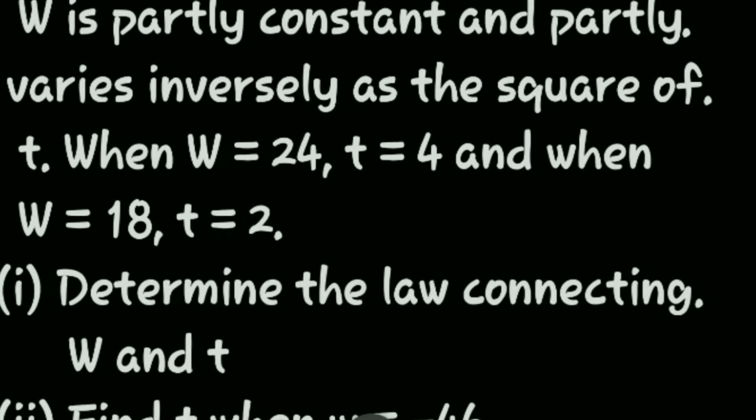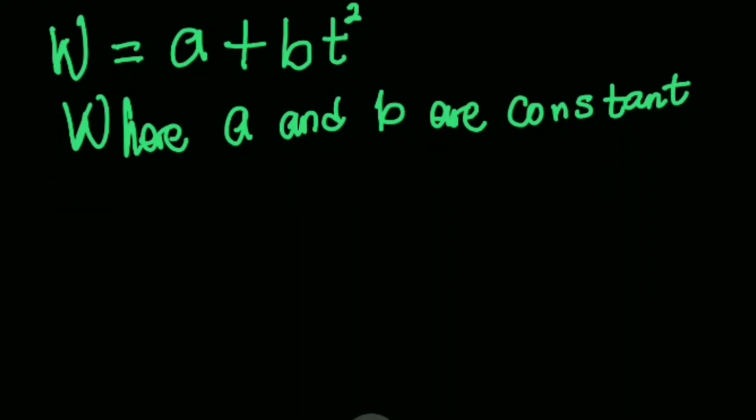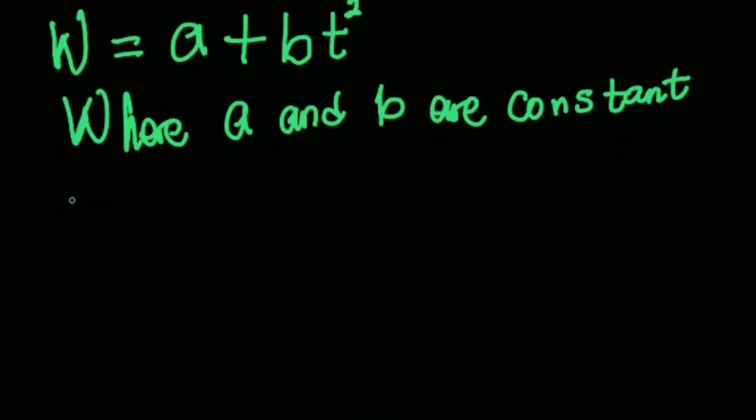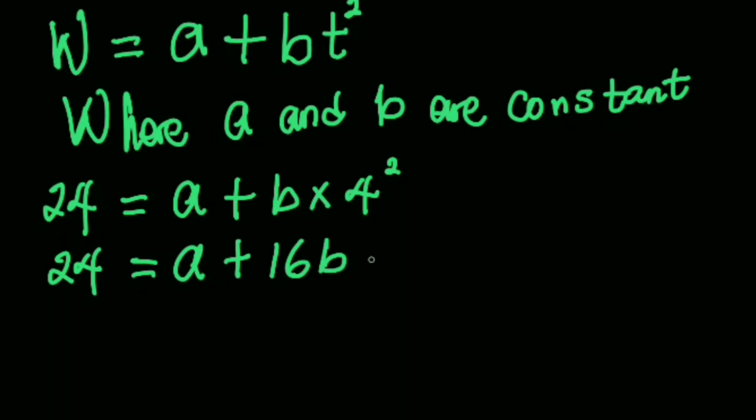So let's move on. When W equals 24, T equals 4. We are substituting now. W equals 24 equals A plus B T squared. T equals 4, we have 4 squared. So this is 24 equals A plus 4 squared, which is 16, times B. We have 16B. And so we call this equation 1.